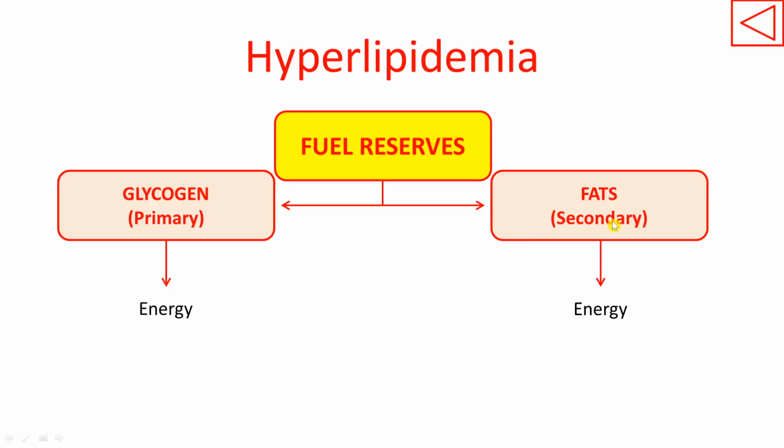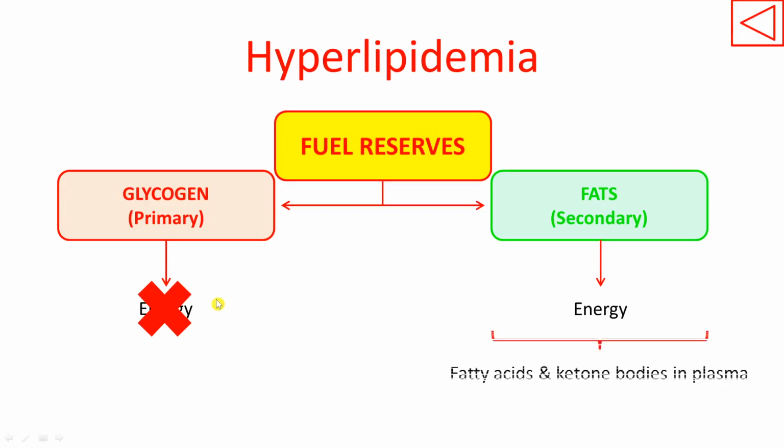Whenever our body requires energy for its daily routine, at that time glycogen is broken down to generate energy. But if there is deficiency of glucose 6-phosphatase enzyme, under such circumstances, glycogen cannot be used for generation of energy. In this condition, fats will be utilized for generation of energy. Now, if fats are utilized for generation of energy, then there will be increase in the concentration of fatty acids and ketone bodies in plasma. This will lead to hyperlipidemia.